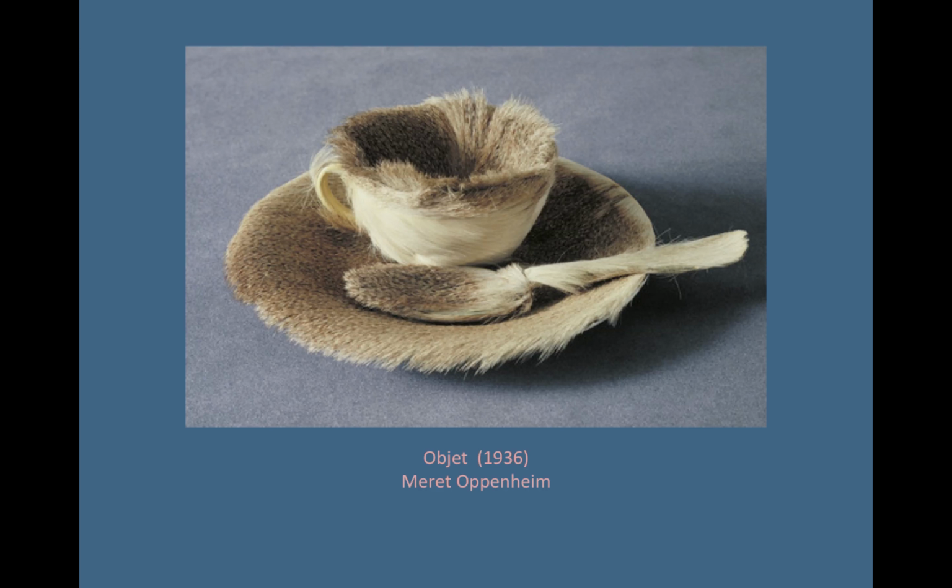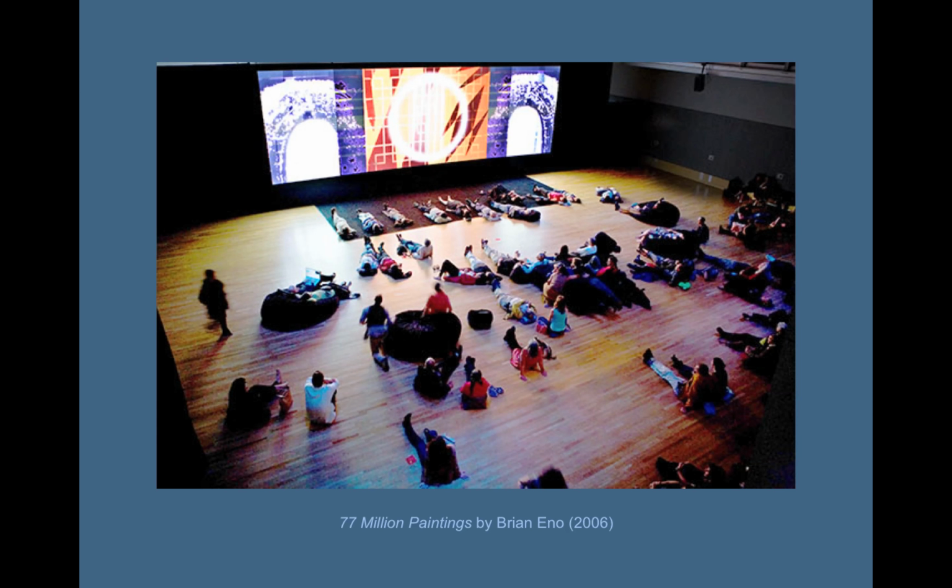Artists also use this technique to sort of jolt us out of our habitual thinking by combining objects with bizarre things. So here you're combining a teacup and spoon with fur. And here we have Brian Eno's 77 million paintings. The artist, musician, producer, composer Brian Eno looked at paintings and questioned the whole assumption that paintings were these static images on the wall. He said, well, why can't paintings change?